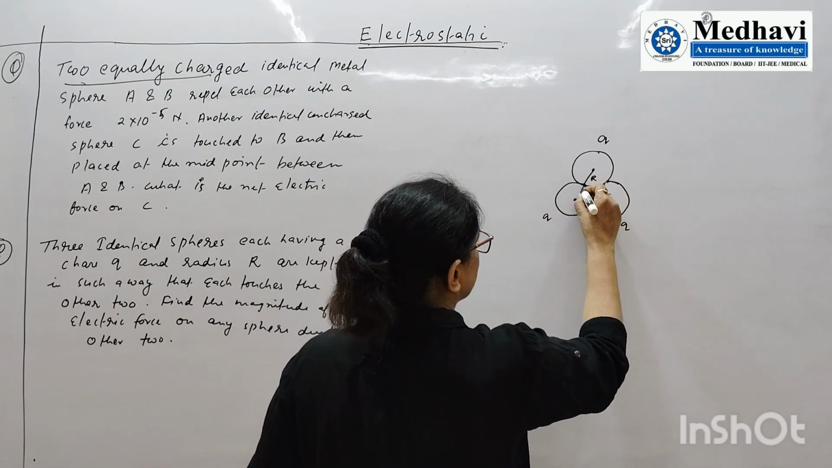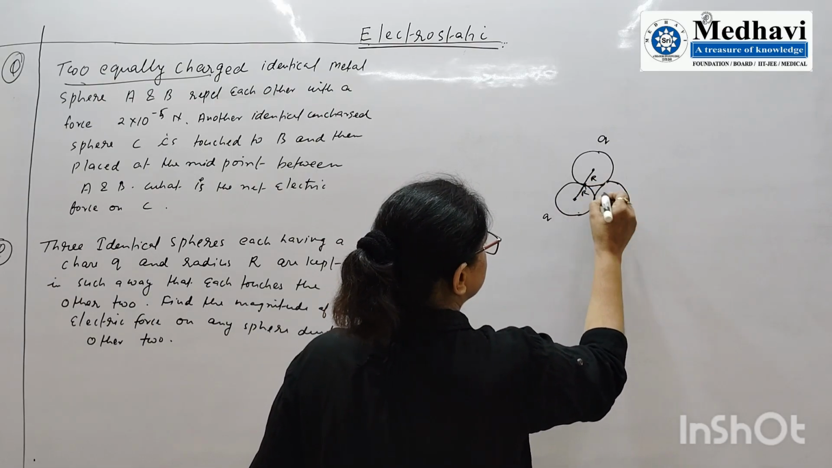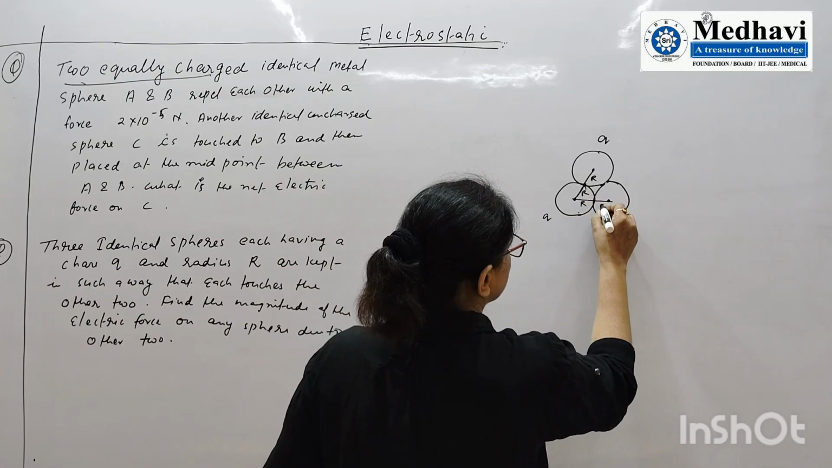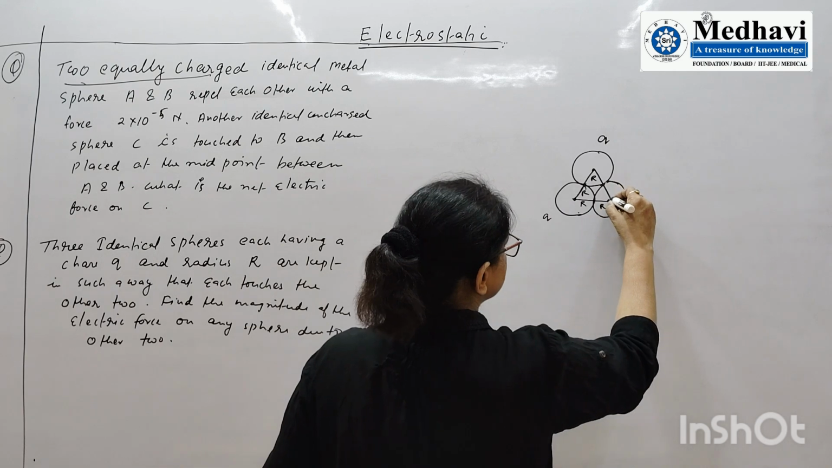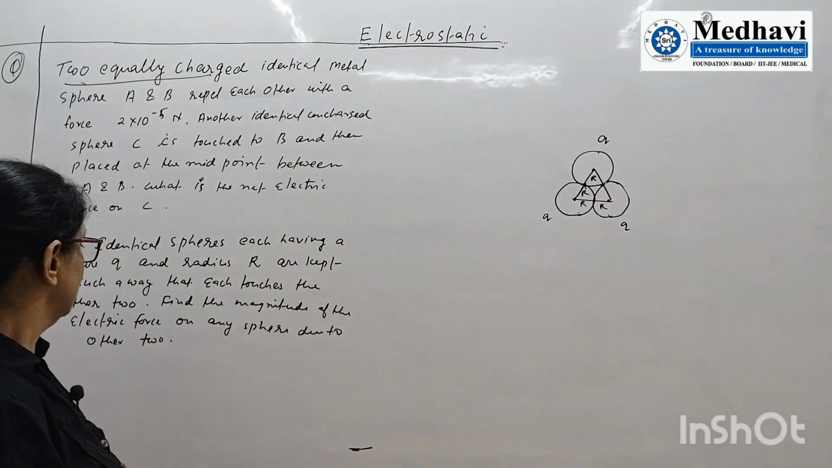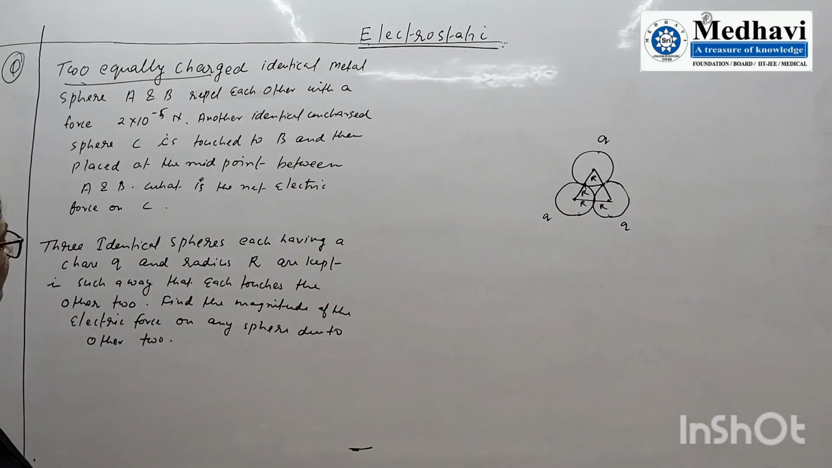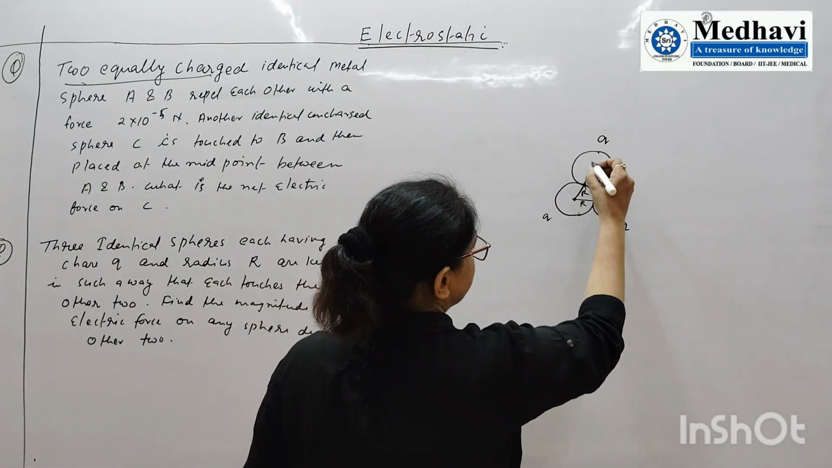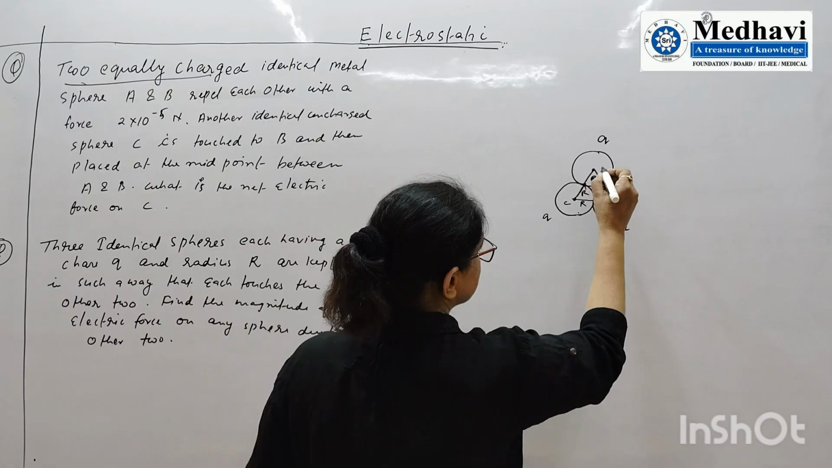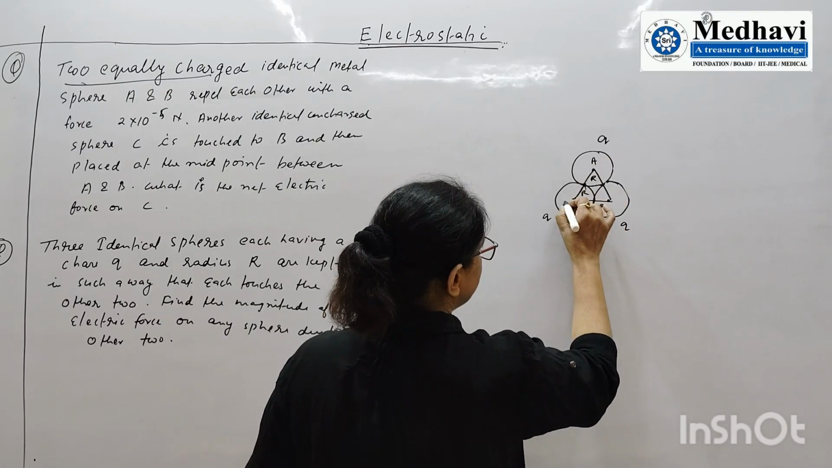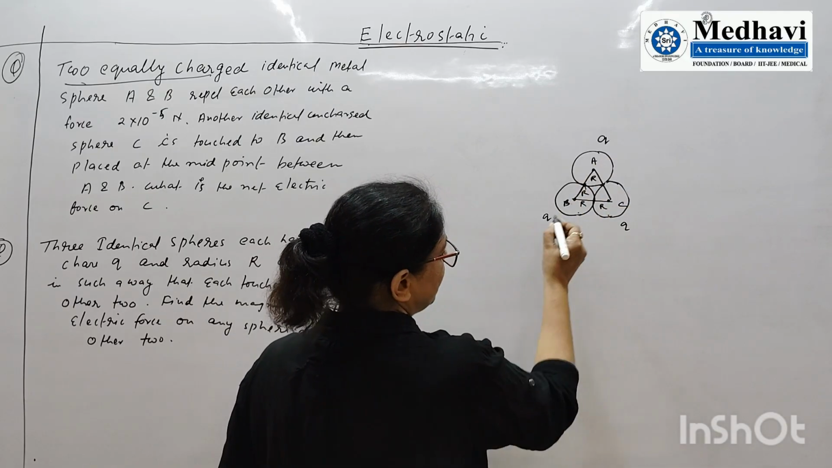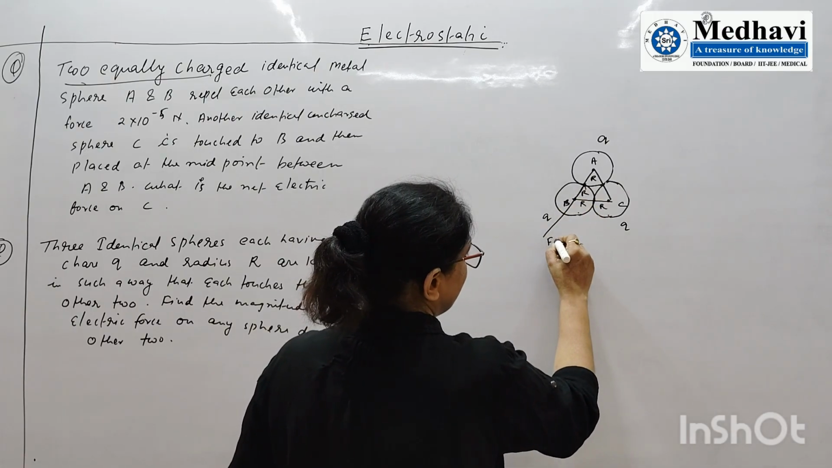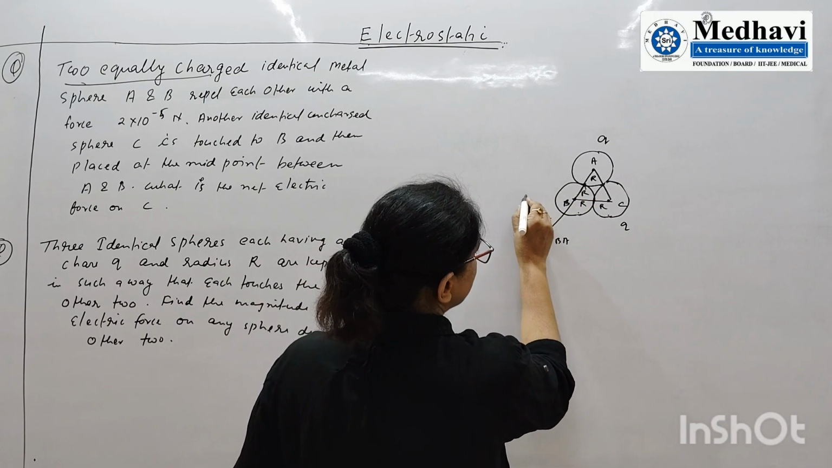This is the radius R, this is R, this is R, this is the diagram. So find the magnitude of electric force on any sphere due to the other two. Suppose this center I have taken, suppose this is A, this is B and this is C. So suppose we assume what is the force on B due to A and what is the force on B due to C.